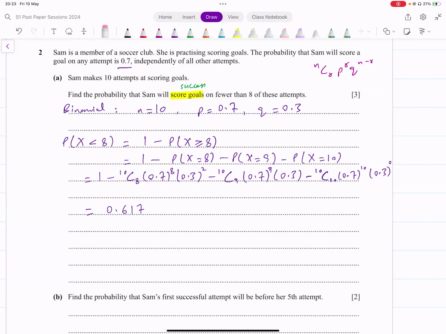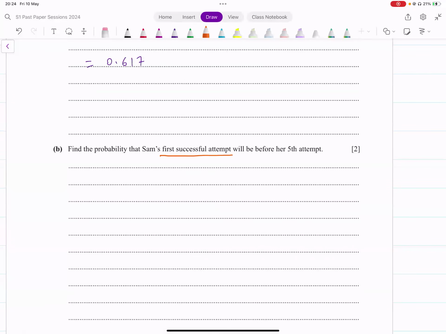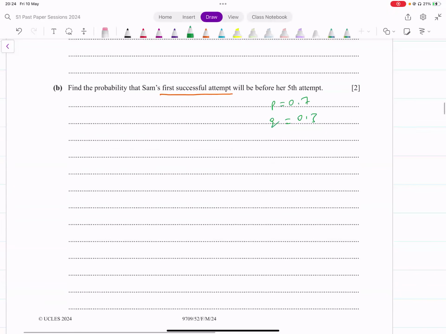All right. Find the probability that Sam's first successful attempt will be before her 5th attempt. That's geometric distribution. How do you figure that out? First successful attempts. We're talking about first success, right? Something is being repeated. We want to find the probability of getting our first success in a particular attempt. That's geometric distribution. Again, probability of success is 0.7. Probability of failure is 0.3. Now, the probability that the first success comes before her 5th attempt, that means we're looking for a probability of X being less than 5.